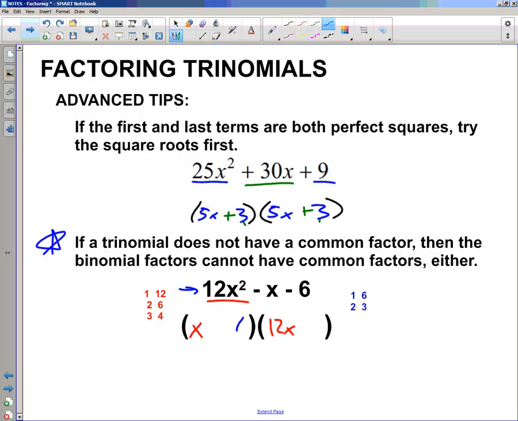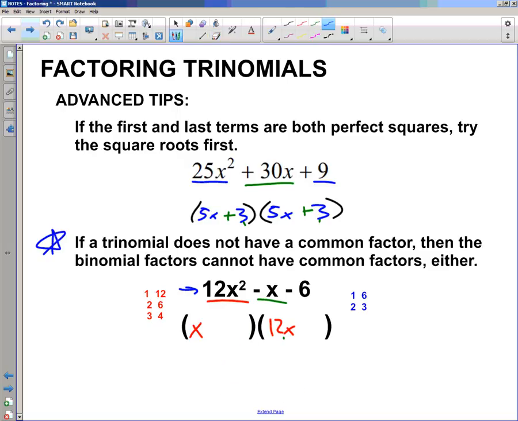Now, I could change the position of the 6 and the 1, and we could try this. In this case, the 12x and the 1 do not have any common factors aside from 1. So we could try this, and give it a shot. We'd do 6 times 12x to get 72x, and 1 times x to get 1x, and find very quickly that there's no way those are going to add or subtract to give us that negative x that we want. So we might go ahead and eliminate that possibility.